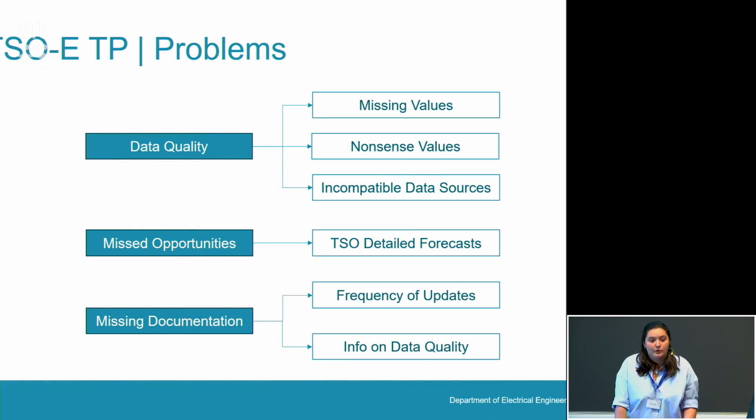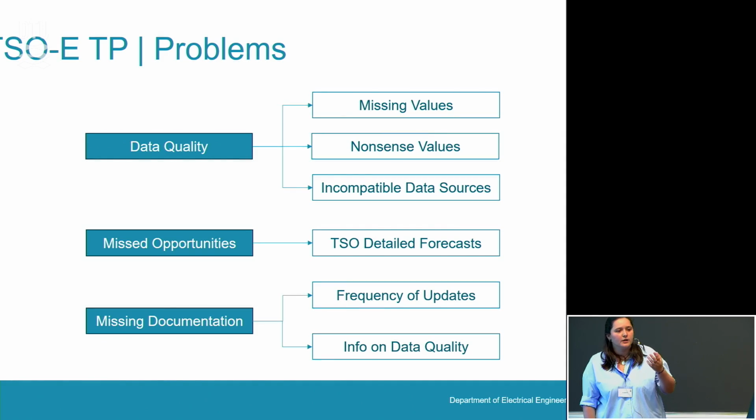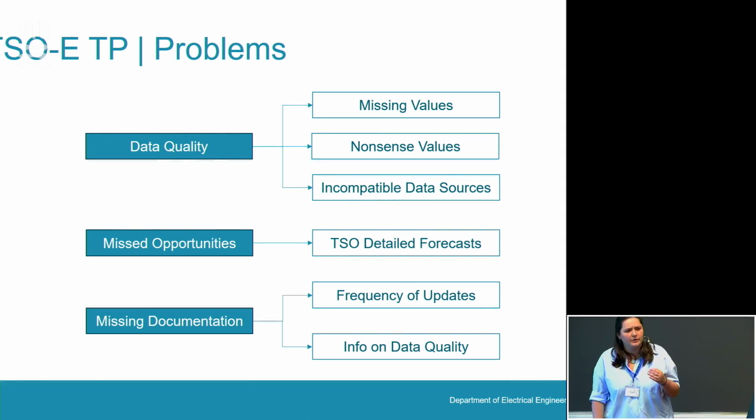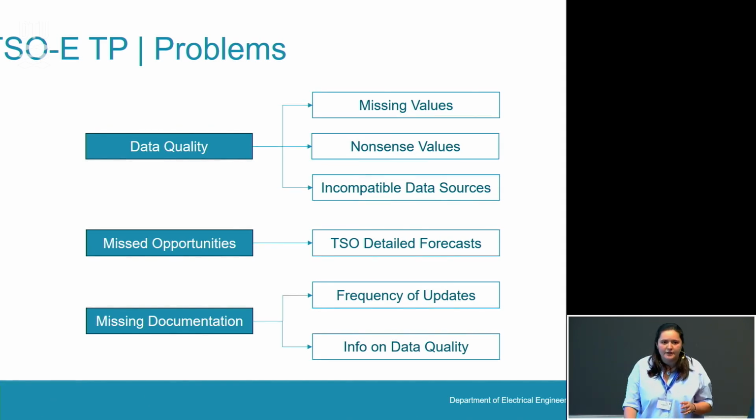However, there are several problems. I will show you that there are some missing data problems. Also nonsense values, as we call them, for example, solar production above the installed capacity, or negative values, which don't make sense. Incompatible data sources: I didn't personally look into this, but a previous study published in 2018 showed that when comparing the data of this platform with other sources, there was a mismatch.